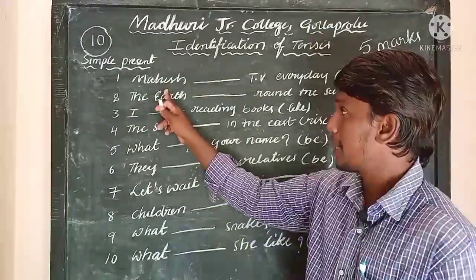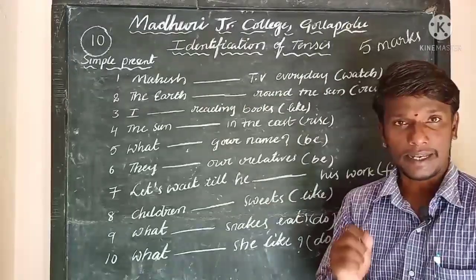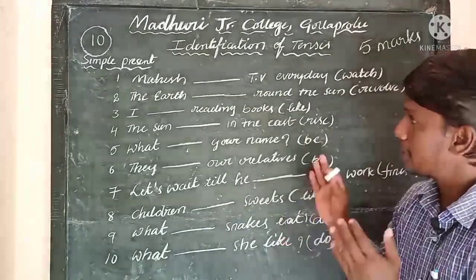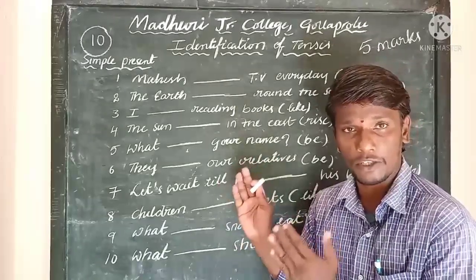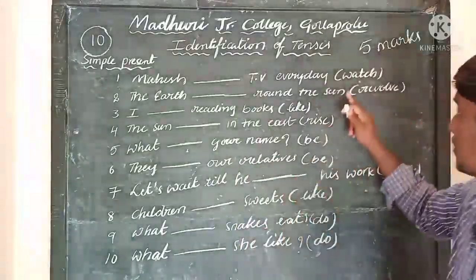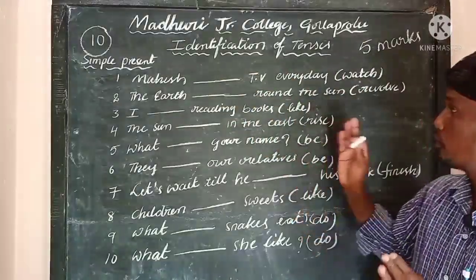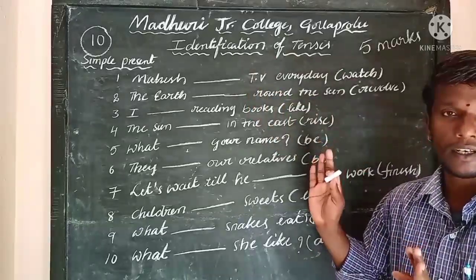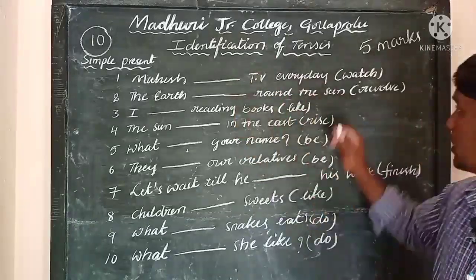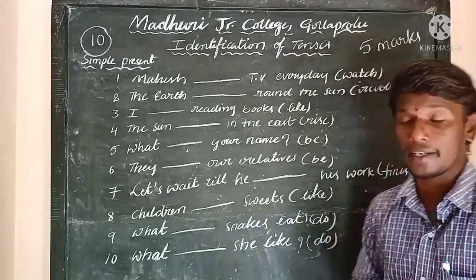Now see, Mahesh dash TV every day. Here it is written the same way as in the intermediate public examination. In the examination the same kind of examples will be given, so that you need to identify the right verb of the sentence. The verb is written in the bracket.